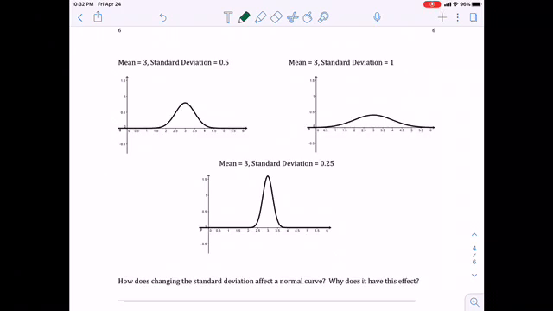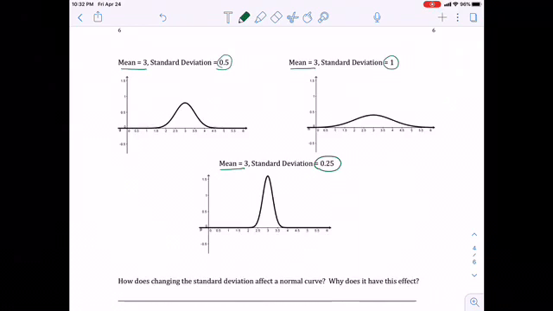Notice that on each picture the mean is equal to 3. Now remember that the mean is the average value. So our average value is 3, but our standard deviation changes. In the first picture it's 0.5, second picture it's 1, third picture it's 0.25. Now your job is to look at those three pictures and tell me what you notice is changing. Hopefully you notice that the smaller the standard deviation becomes, the higher and pointier the peak.